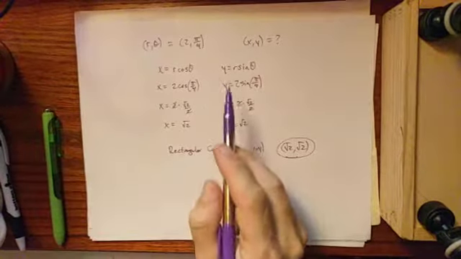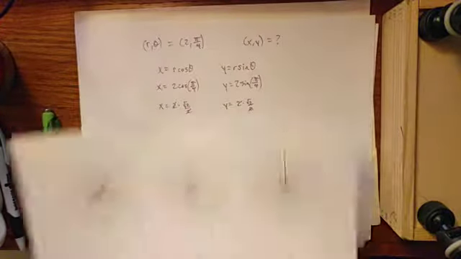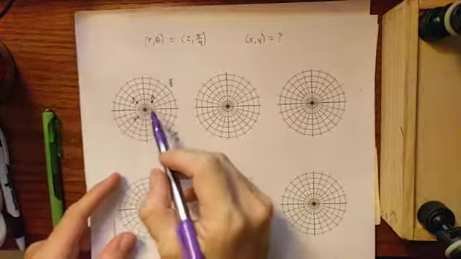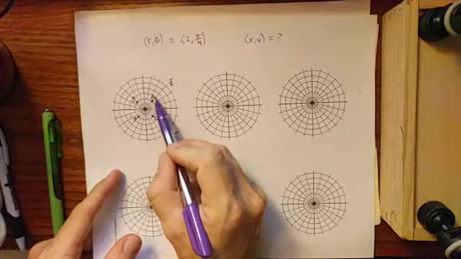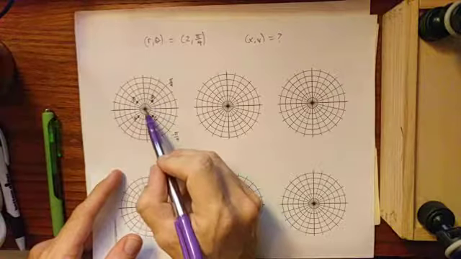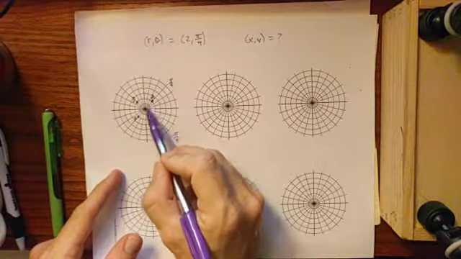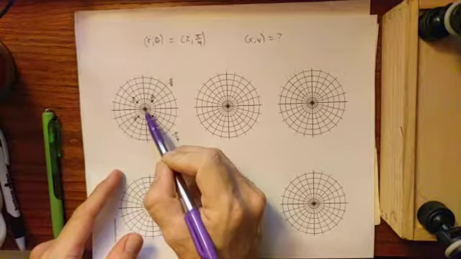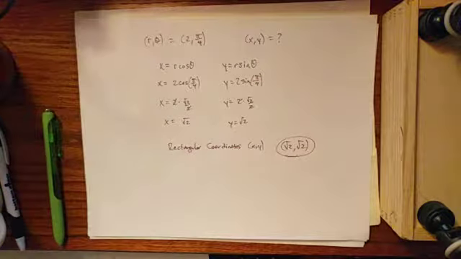Okay, so what that means is that this point that we plotted earlier, right here, you wouldn't go to the right 2 units and up 2 units, then you'd be up here a little bit. So you'd go to the right square root 2 units and up square root 2 units, and you'd be right at that point, which is 2 units away from the origin. Okay? So that's kind of how it is with converting between rectangular and polar coordinates.